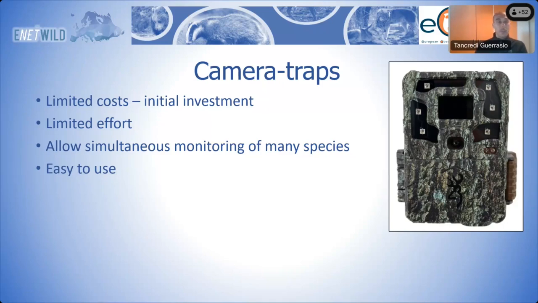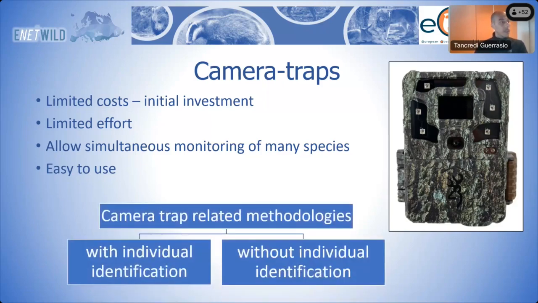So all these features made the camera trap the right tool for our tasks. When speaking about camera trap methodologies for the estimation of wild population densities, we have two different paths we could follow. The first one is the methodologies that actually require the individual identification of the animals. And the other one does not require this identification.